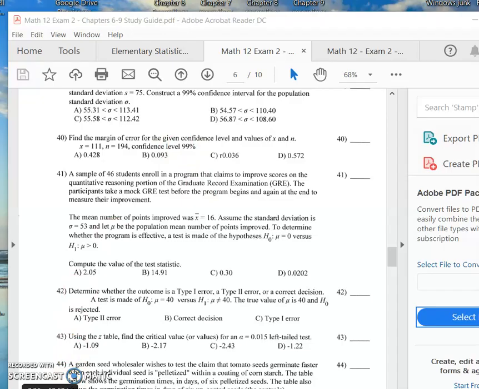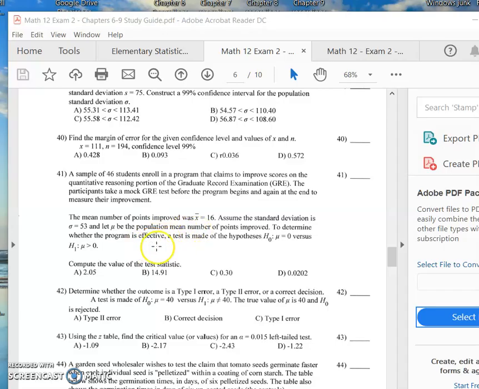Okay, so it's not matched pairs like we talked about before, like John and Susie. It's just John and John. It's John before the review. He takes the practice exam, and then afterwards he takes the practice exam again. So he's the two data points that we're concerned about. What's his delta?